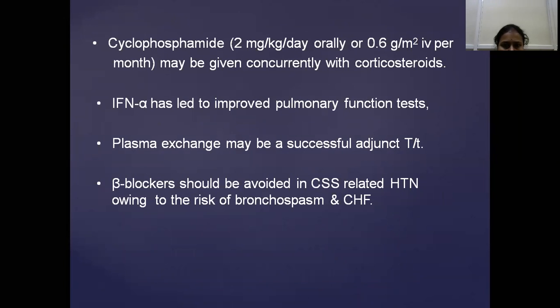Cyclophosphamide at a dose of 2 milligram per kg per day, or 0.6 gram per meter square IV per month, may be given concurrently with corticosteroids. In some patients, interferon alpha may be tried. Plasma exchange may also be a successful treatment. Beta blockers should be avoided because of attacks of bronchospasm. Beta blockers may cause bronchospasm. It is a side effect.